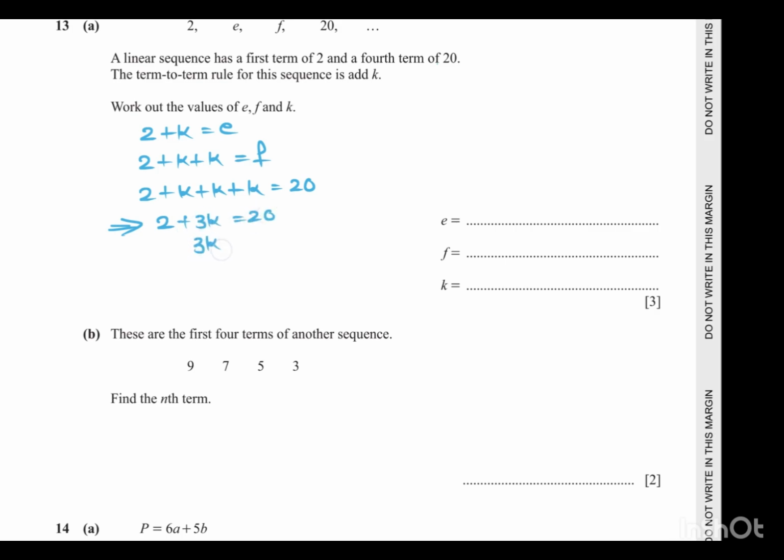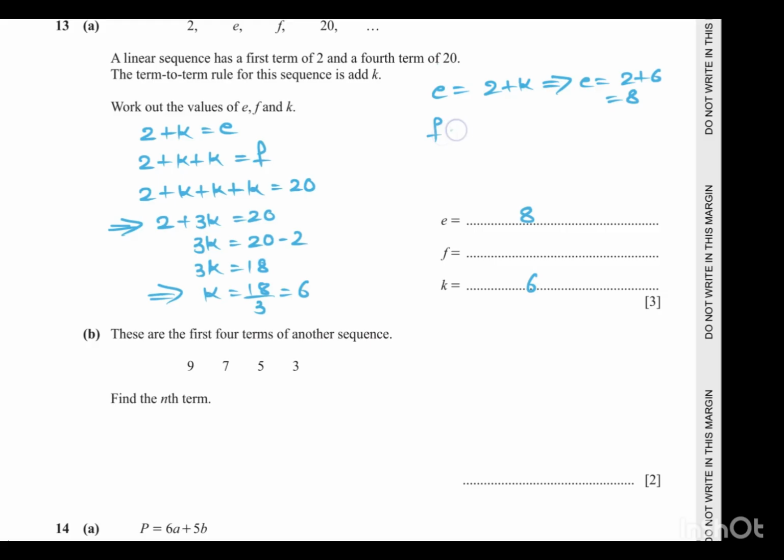Keeping 3k on the left hand side, bring 2 to the right hand side, where it gets subtracted. Then 3k will be equal to 18. This gives you k as 18 by 3, which is 6. So we got the value of k first. Then using the value of k, we'll find the values of E and F. E is equal to 2 plus k, so E will be 2 plus 6, which is 8. So we got the value of E also.